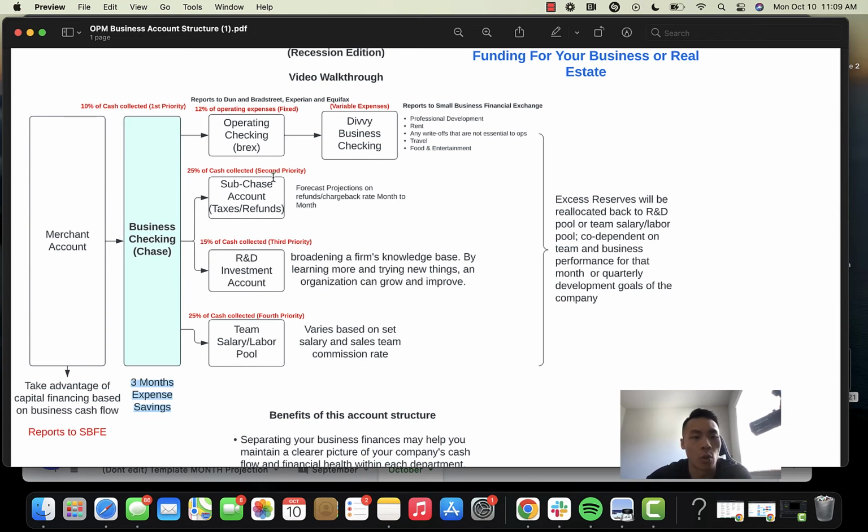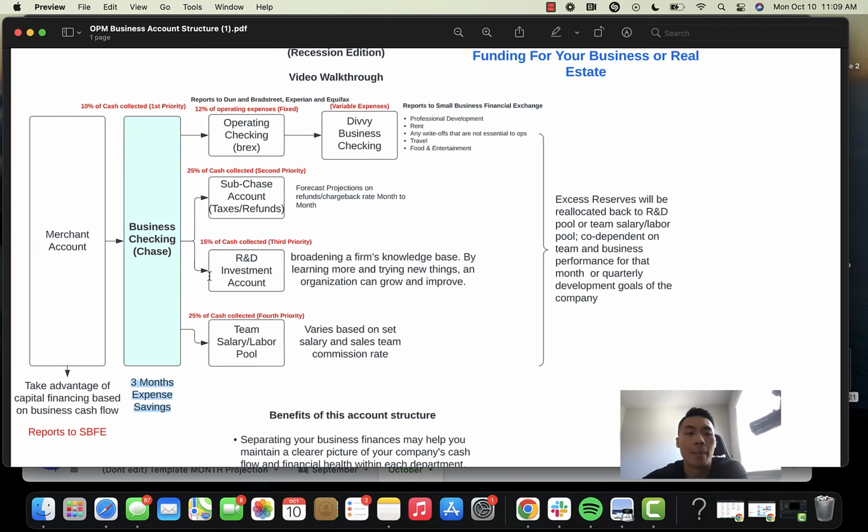$250 is allocated towards our tax and refund chargeback account, which is a sub Chase account coming from the business checking, right? So you have a business checking for just savings itself, and then you also have another business checking under the main business checking for taxes, refunds, and chargebacks.